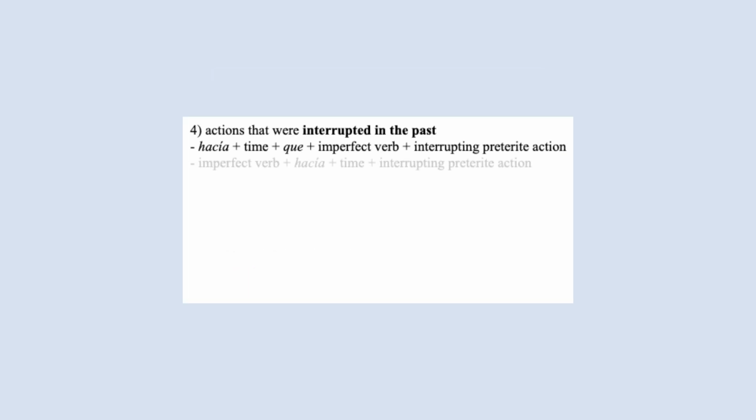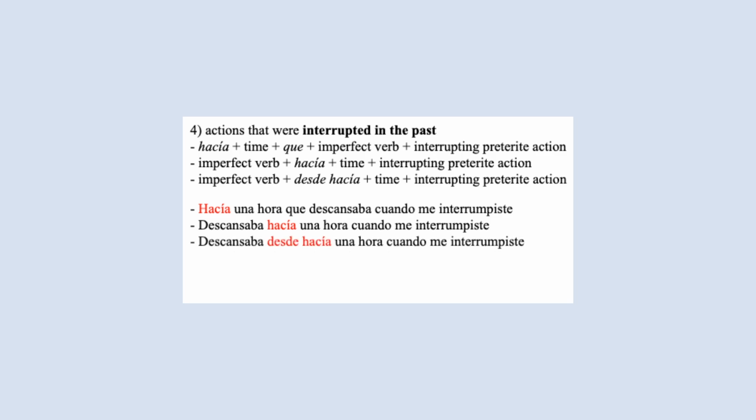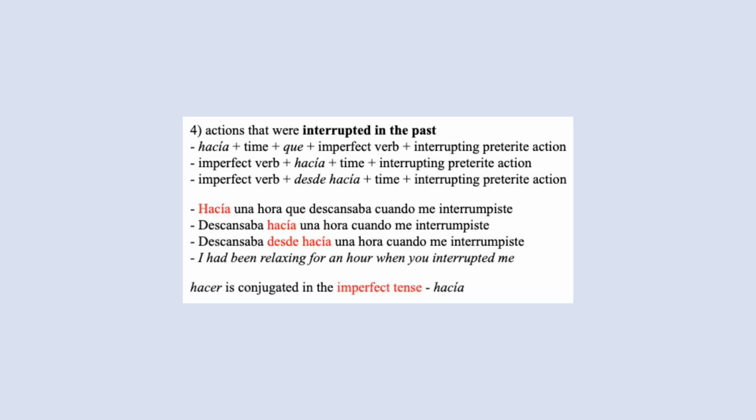And for actions that were interrupted in the past. Hacía una hora que descansaba cuando me interrumpiste. Descansaba hacía una hora cuando me interrumpiste. Descansaba desde hacía una hora cuando me interrumpiste. And hacer is again conjugated in the imperfect as hacía.